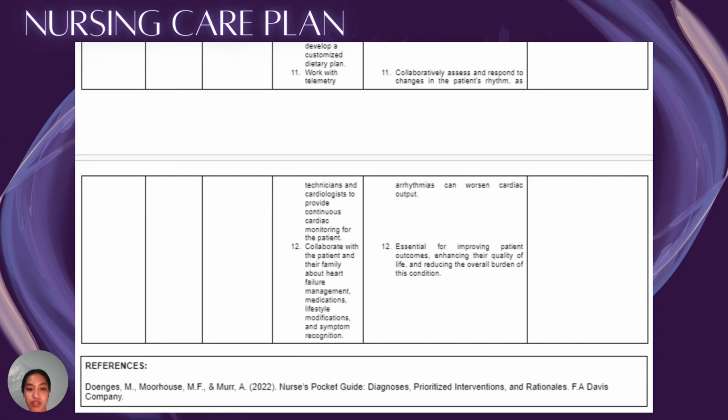patient's condition. So, the last but not the least nursing intervention is to collaborate with the patient and their family about heart failure management, the consistency of medications being ordered, the lifestyle modifications, and the symptom recognition. So, it is important for improving patient outcomes. So, this enhances their quality of life and reduces the overall burden of this condition.